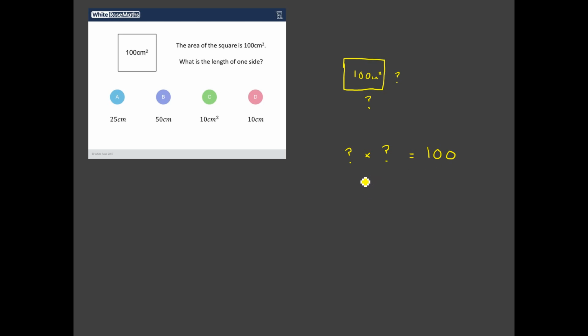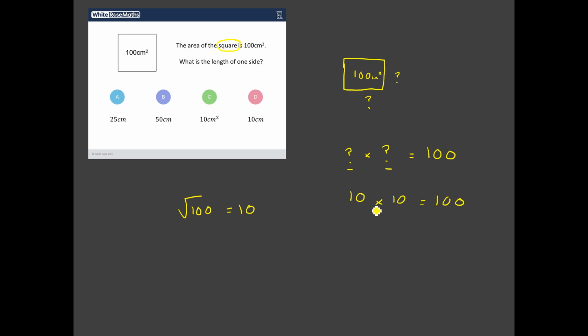Now, there's lots of things that could be. 2 times 50 would work, 4 times 25 would work. But of course, we know that it's a square. So we know that this length and this length must be the same. So we're looking for two numbers that are the same that multiply together to make 100. Well, I reckon I know what those numbers are. 10 times 10 gives me 100. How do I know that? Well, because I know the square root of 100 is equal to 10.